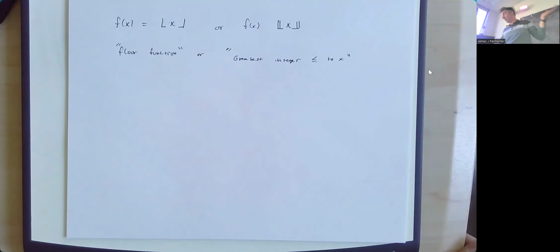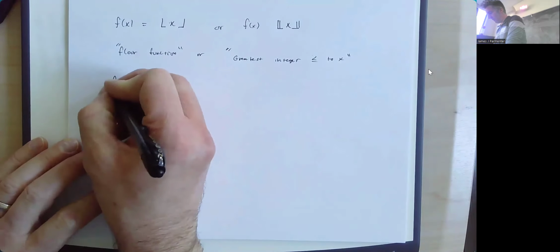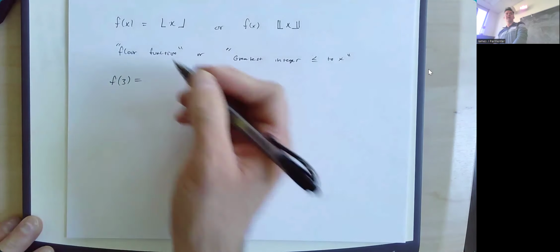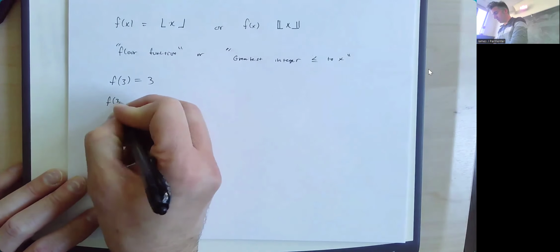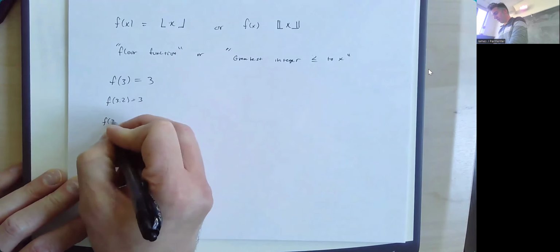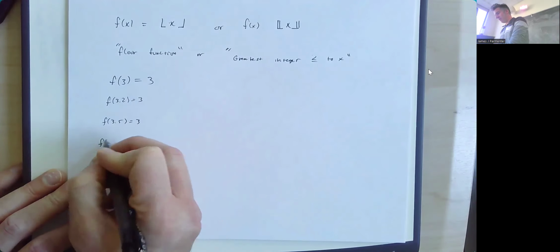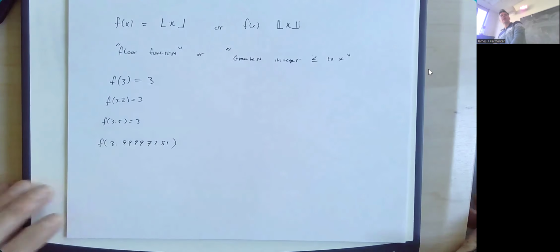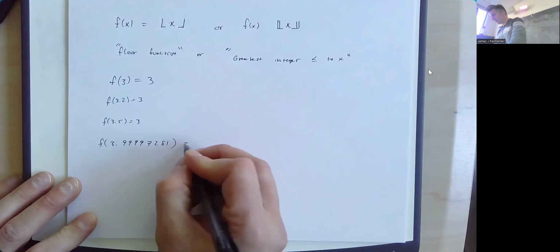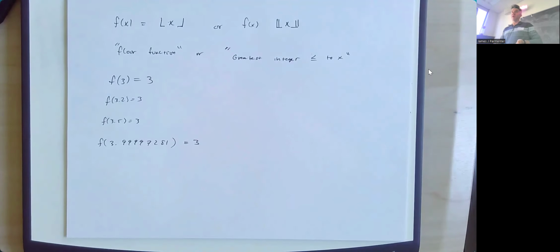So what this function is, it's literally what we just said. It is the greatest integer less than or equal to x. So for example, if I said, what's f of 3? The biggest integer less than or equal to 3 is 3. If I said f of 3.2, I'd still get 3. If I said f of 3.5, I'd still get 3. If I said f of 3.9999728, which is really, really close to 4, I'd still get 3. It's not a rounding function. It's a function that gives you the biggest integer that is less than or equal to the input.